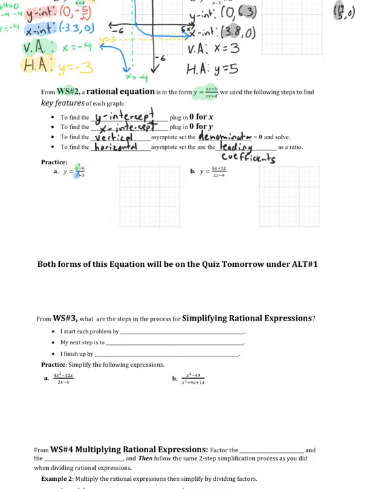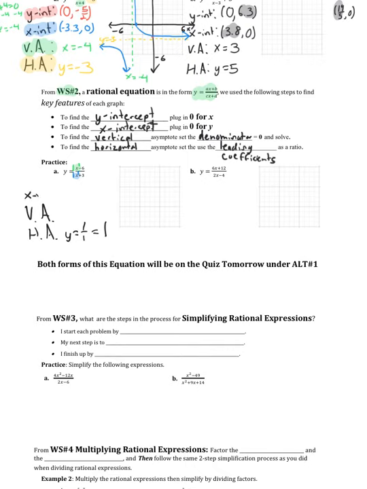Hey, they're both degree 1. So now we look at the leading coefficients. Leading coefficients happen to be 1 and 1. So in this case, the horizontal asymptote is y equals 1 divided by 1, or just 1.